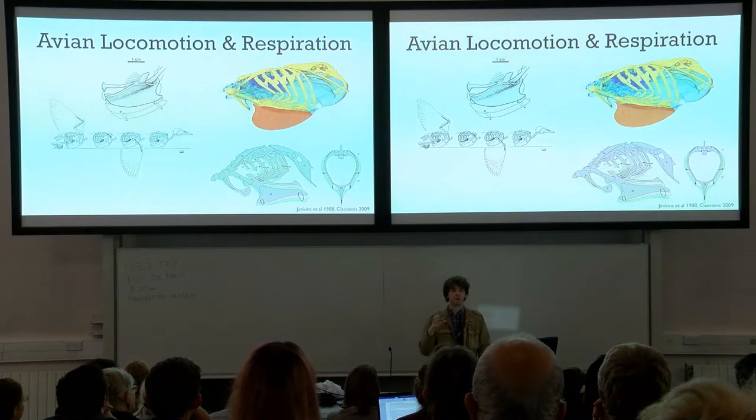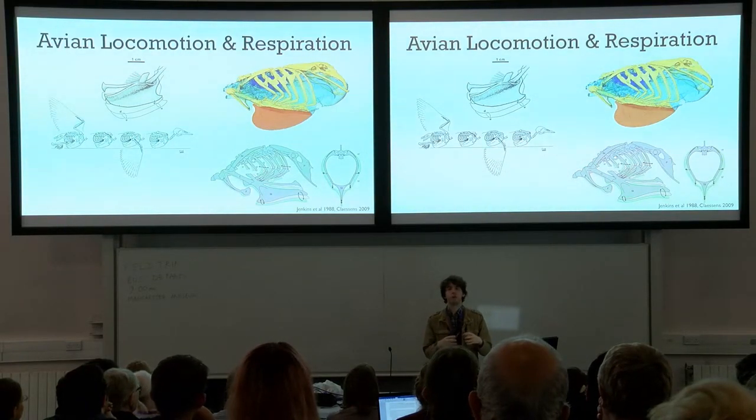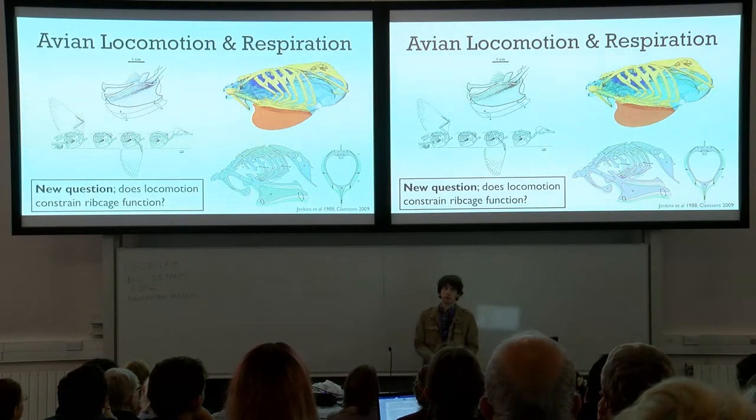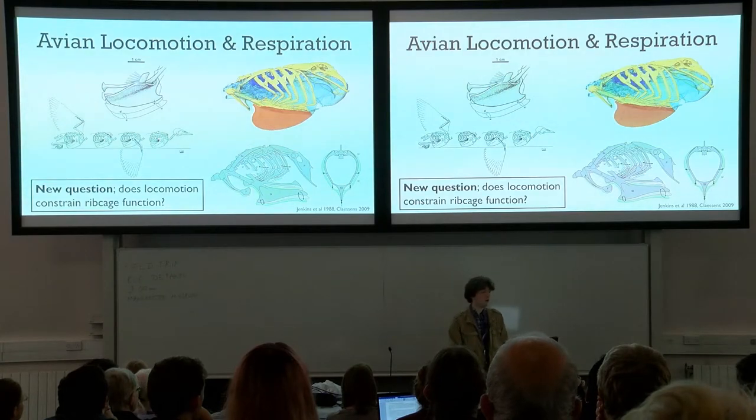They're not, and actually deal with the fact that, for example, if you're a diving bird, then you need a streamlined body form. Your rib cage is quite constrained by the way you move, and so it's not necessarily being optimized for its role in ventilation, and it's being constrained by all the factors. So my new question is, does locomotion actually constrain ribcage function, as opposed to the other way around? And yes, maybe the ribcage is optimized for ventilation, but it's within these constraints placed by flight, swimming, etc.